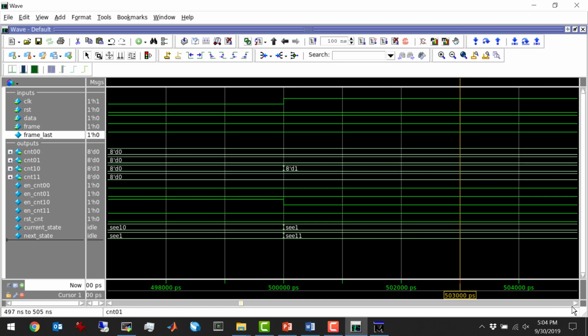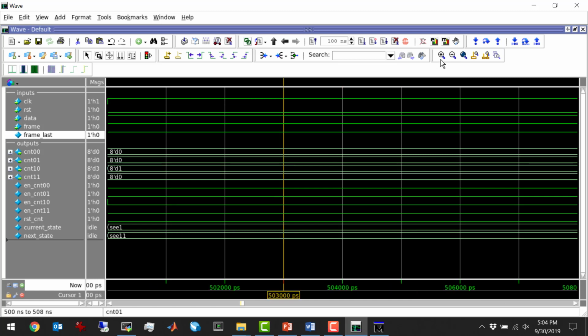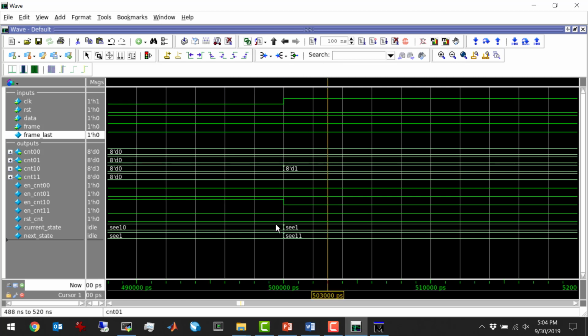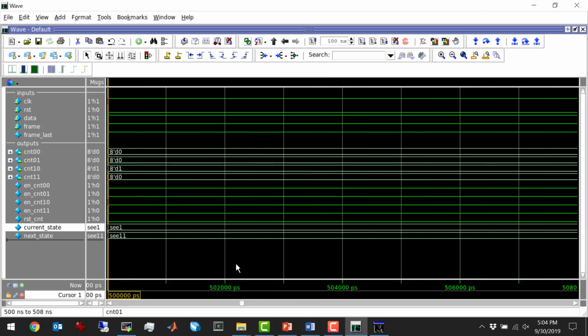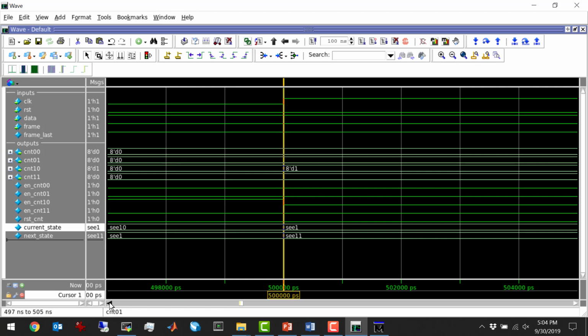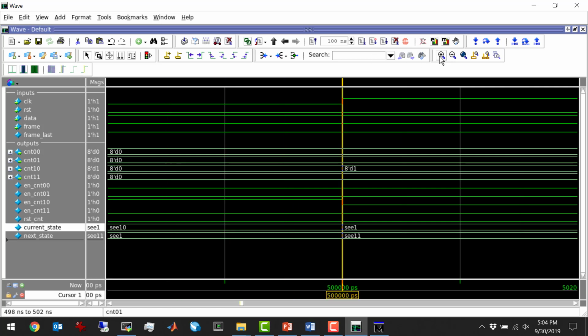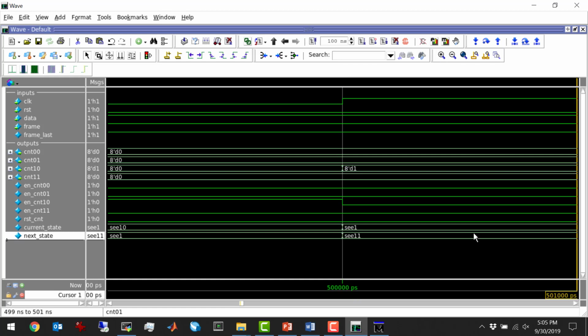Okay, so this is in picoseconds. Wait, where's the transition? I lost the transition, didn't I? There it is. There's the transition. So you can see I can keep zooming in and zooming in. You'll never see a delay. That's the most I can zoom in. You're never going to see a delay here, right? It's instant.